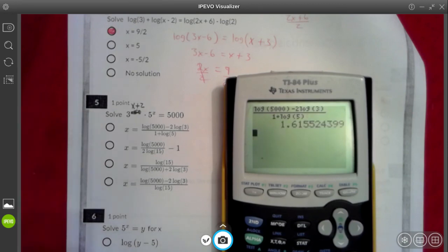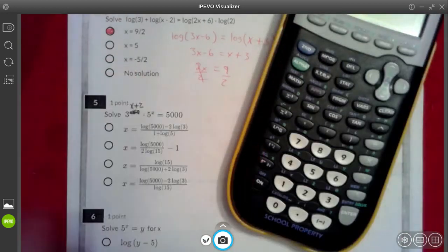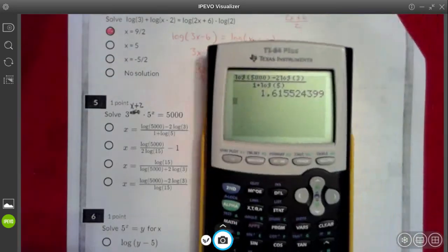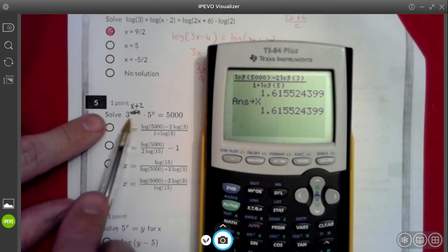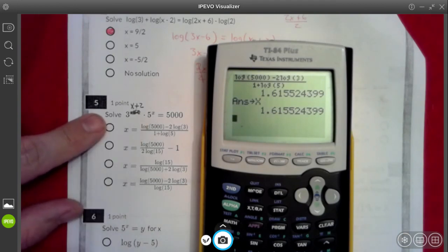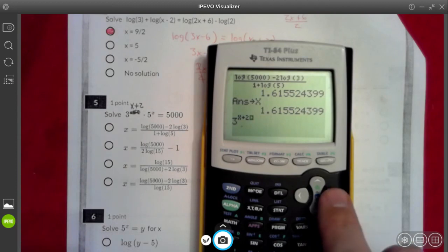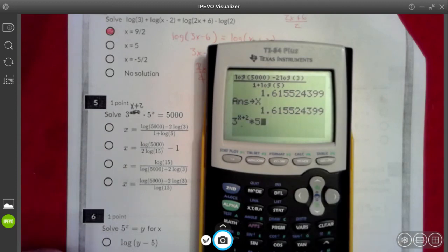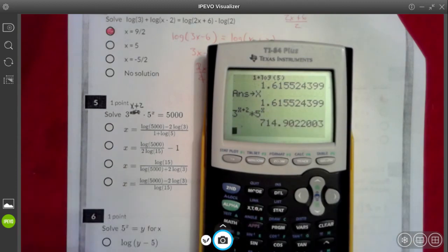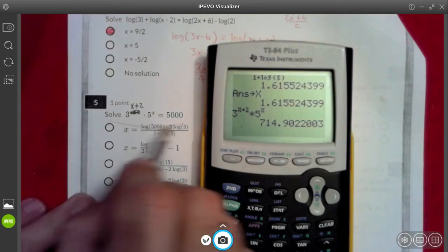Okay. All right, I'm going to take this answer and just press store to x. All right, and now I'm going to type in this left side of the equation and see if I get 5,000. It's going to be 3 caret x plus 2 times 5 to the x, and it does not give 5,000. So option A is wrong.